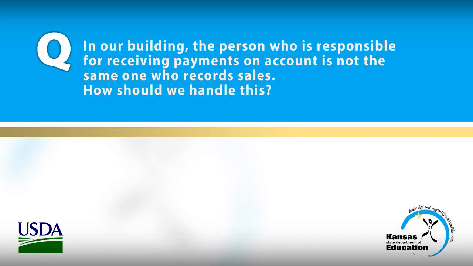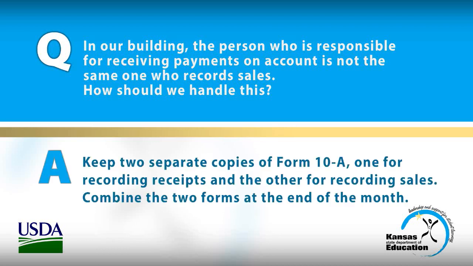It's often asked, in our building, the person who is responsible for receiving payments on account is not the same one who records sales. How should we handle completing Form 10A? Well, the answer is keep two separate copies of Form 10A, one for recording receipts and the other for recording sales. Combine the two forms at the end of the month.